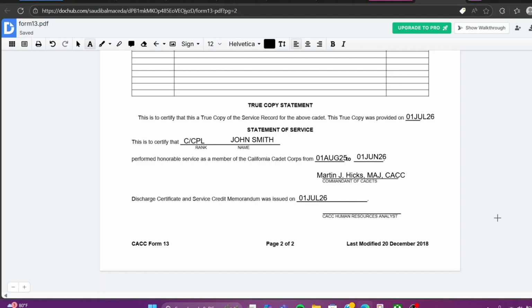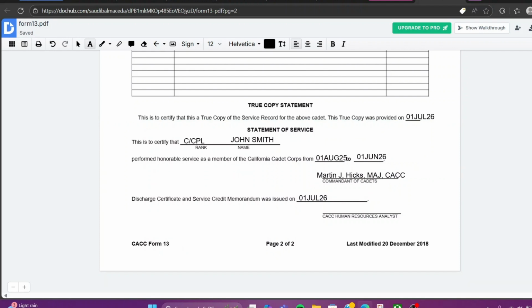So, for example, when you're applying, at least in 18th Brigade, when you are applying to brigade staff, it is necessary that you have a true copy of your Form 13. So, in this example, we are just going to say that this copy was provided on July 1st of 2026, which is stated right here. Again, in the abbreviation we have used this entire time.